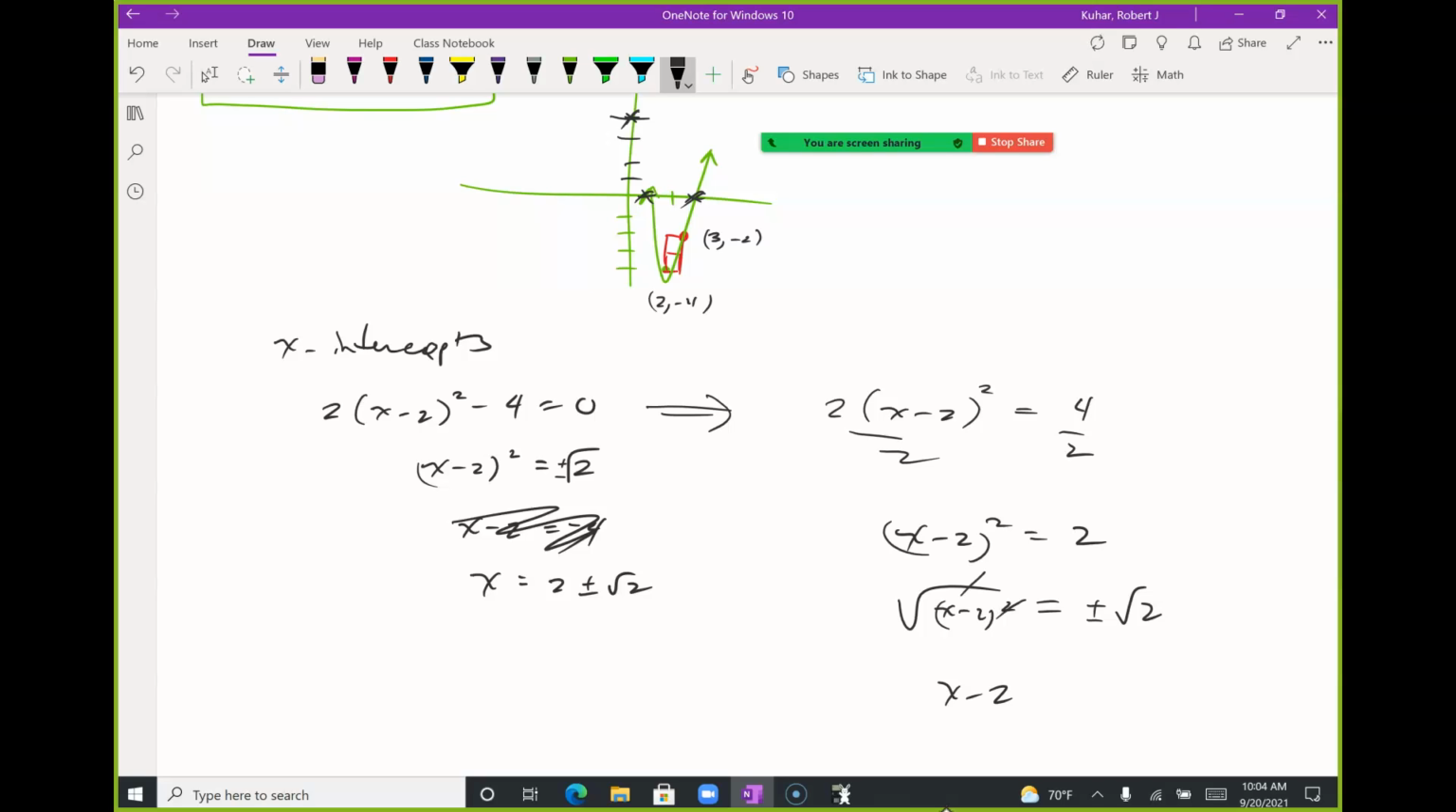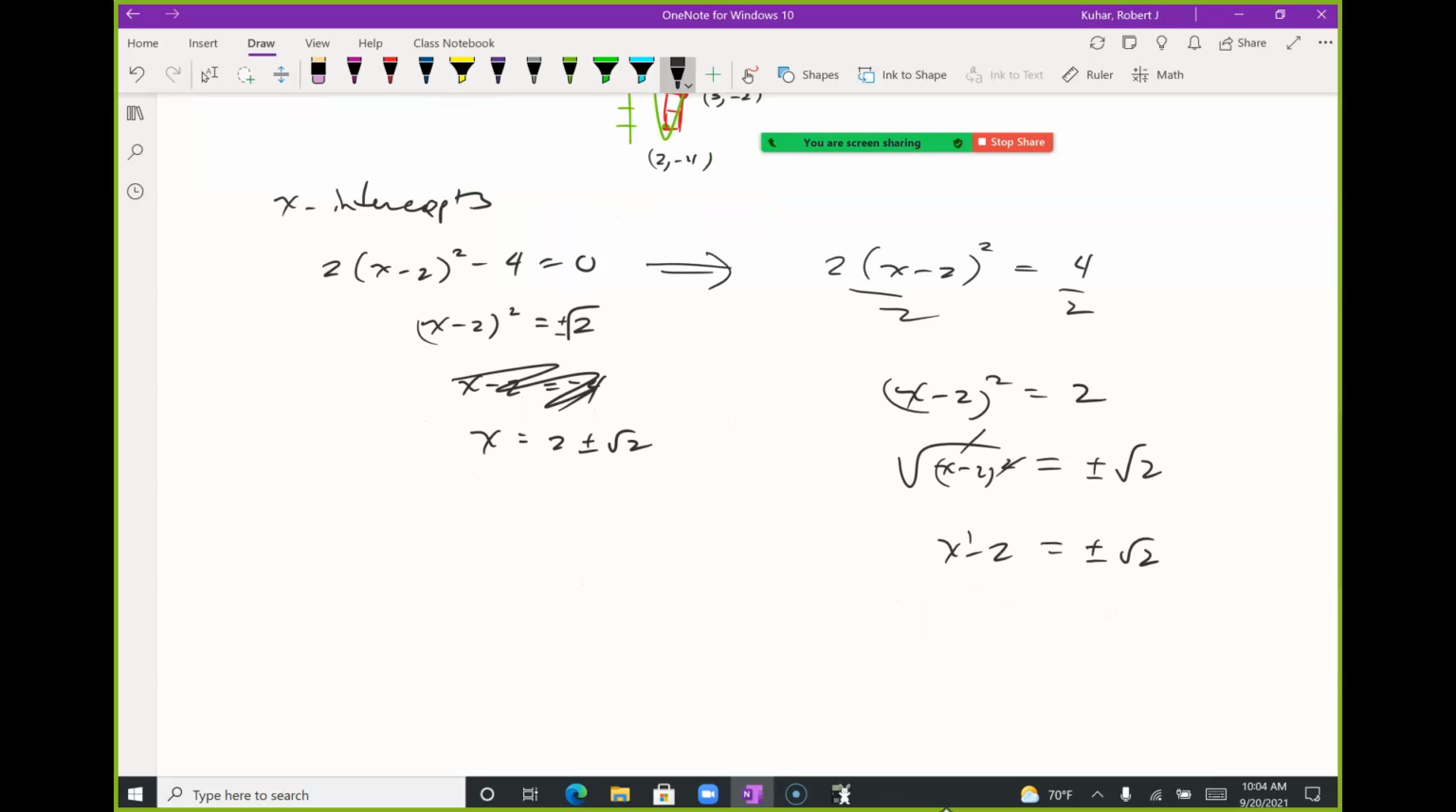So now I have x minus 2. Square and square root kill each other. So x minus 2 equals plus or minus rad 2. And now, remember I'm solving for x, so I add 2 to both sides. So add 2, add 2. Got it. And I skipped 6 steps there.